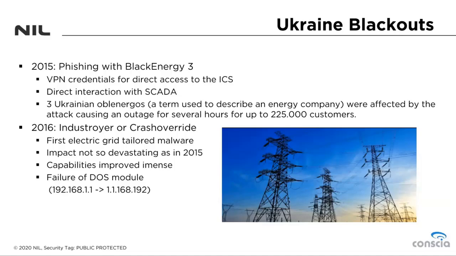The denial of service capability against Siemens SIPROTEC protective relays failed because of a wrong implementation of byte conversion for IP addresses. The intent was, for example, to send malicious packets to this IP address that you see on the slide, but instead they were sent to this IP address. Because of this, the module didn't work, and the reason is not known.